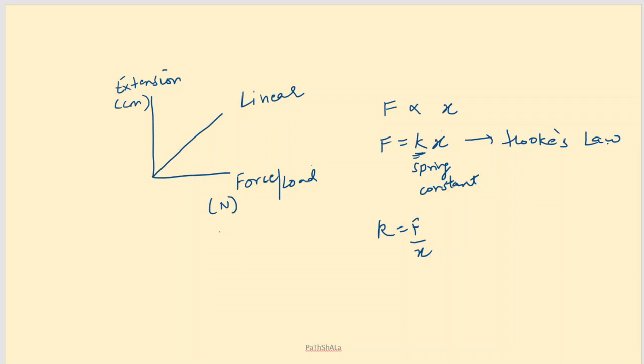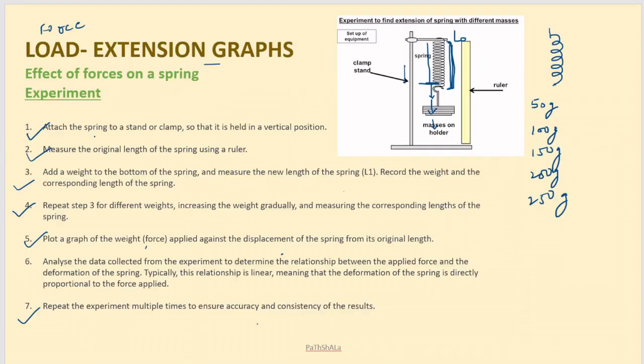So it's clearly visible that force and extension are proportional to each other. Proportional means whenever you plot a graph between the two, you will get a straight line. And if you remove the load, the spring will go back to its original length. But do you think that every time you hang the load and remove the load, the spring will keep on going back to its original length?